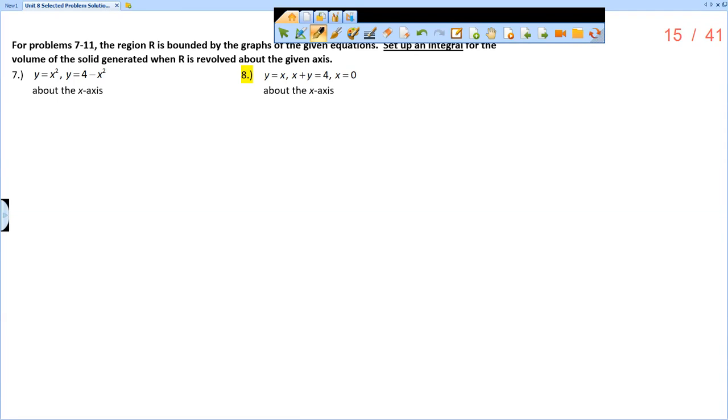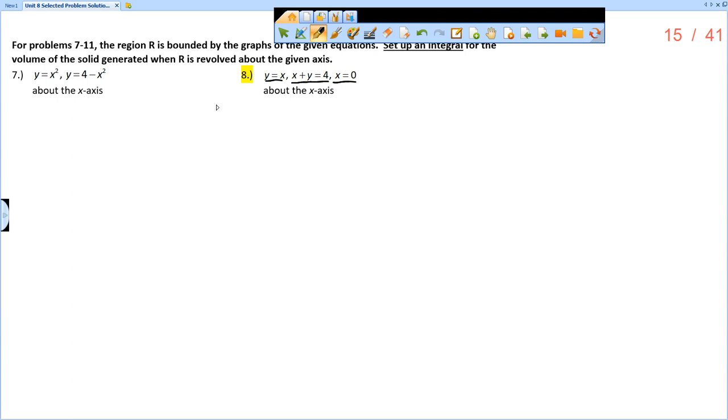This is the solution video for section 8.2, problem number 8. For problems 7 through 11, the region R is bounded by the graphs of the given equations. Set up an integral, don't carry it out, for the volume of the solid generated when R is revolved about the given axis. I have y equals x, x plus y equals 4, and x equals 0.